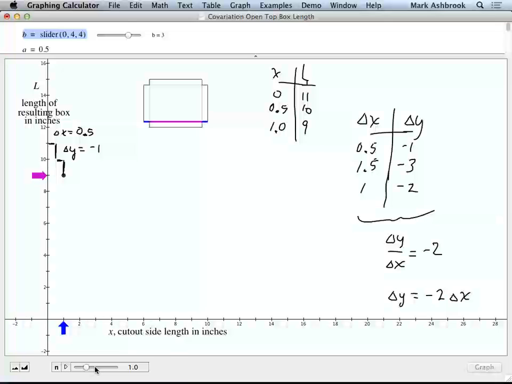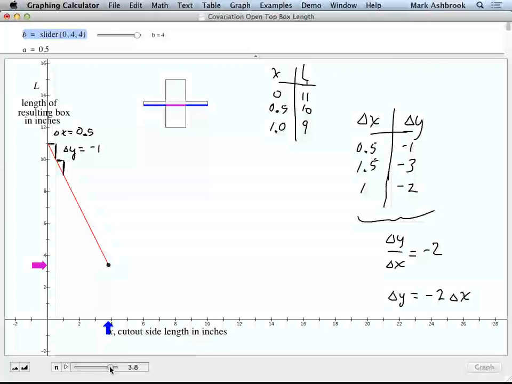So as the cutout length increases, the length decreases twice as fast. Okay, so we can show that. If we want to show every point, how would we show every point? Then we run out of room for our cutout at 4.25, so we can't go any further than that. Okay, so questions on that discussion?